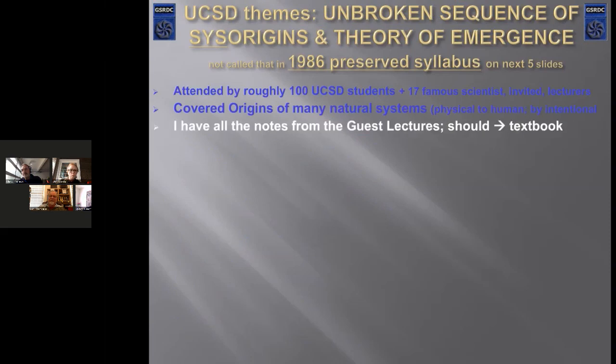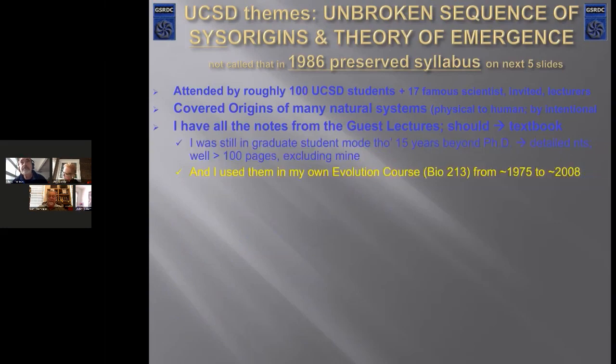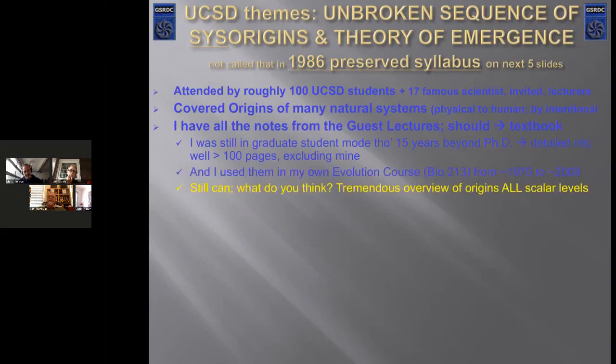Somebody wants to interrupt, that's fine. Just break in. I have all the notes from the guest lectures, and I should have typed them up into a textbook, but I didn't. I was still in the graduate student mode, even though I had got my PhD 15 years earlier when I ran this course. And so I took extremely detailed notes as a cell molecular biologist is trained to do. So there's well over 100 pages of notes, and that's excluding my notes. And I used them in my own evolution course, Bio 213, from approximately 1975 to 2008. The reason that's important to me is that this thing was in 1986. 1975 to 2008, when I was structuring these things, is not cited anywhere by the people who are starting to become interested in this again.